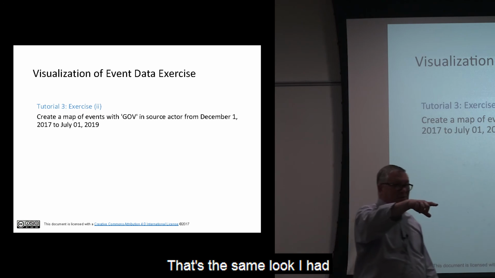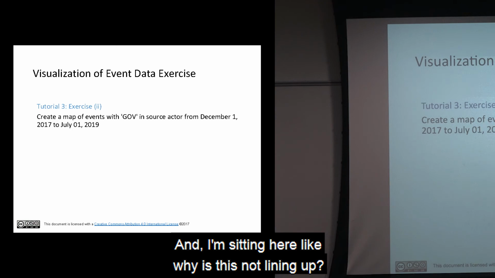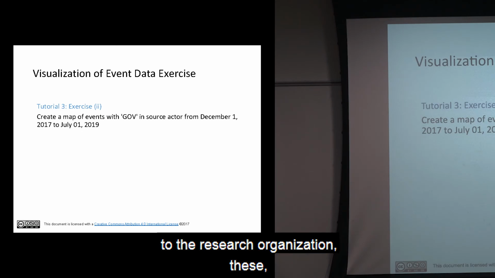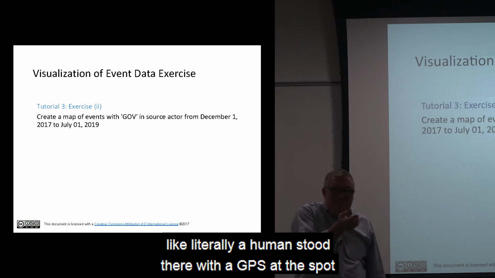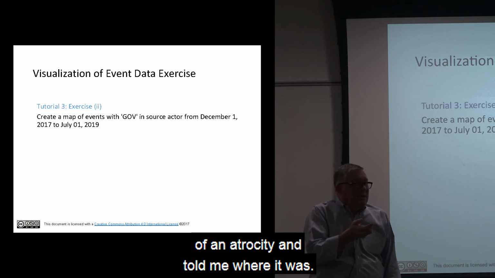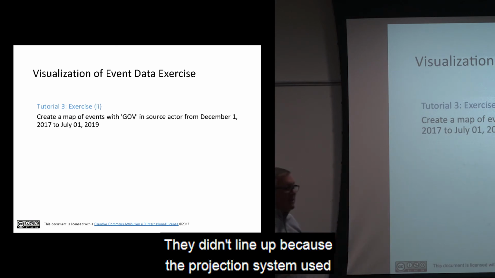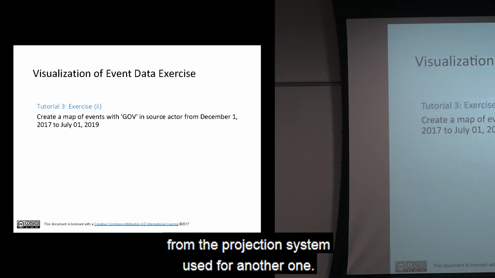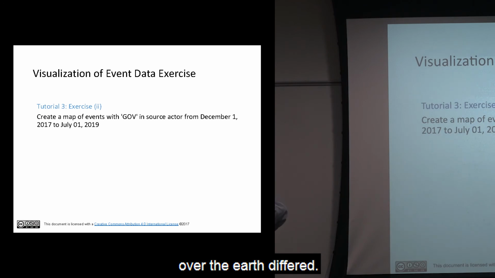I appreciate the puzzled look on your face. That's the same look I had when the research assistant came to tell me this. And I'm sitting here, I'm like, why is this not lining up? Like, these are all perfectly valid points according to the research organization. These, like, literally a human stood there with a GPS at the spot of an atrocity and told me where it was. And so why don't they map up? They didn't line up because the projection system used for one set of the maps was rotated slightly differently from the projection system used for another one, meaning the perspective at which the map was made over the Earth differed.